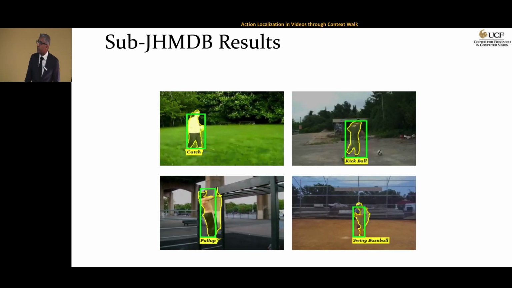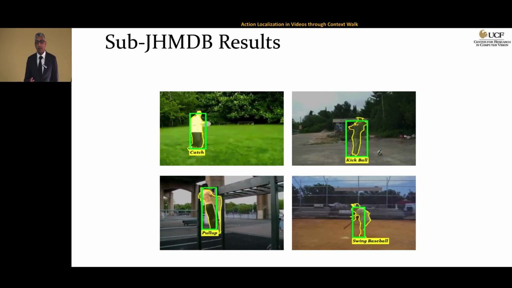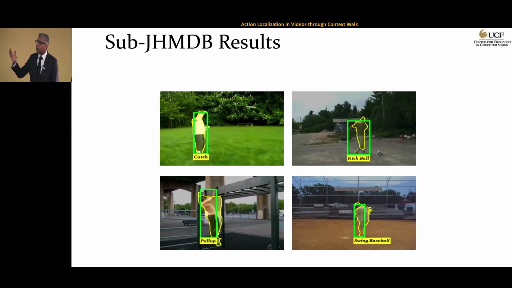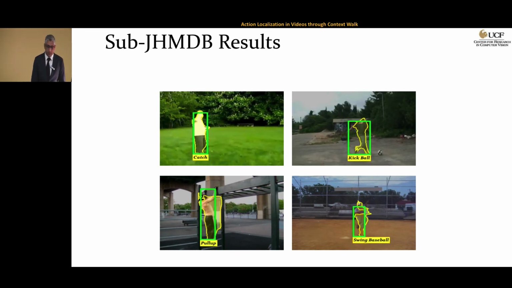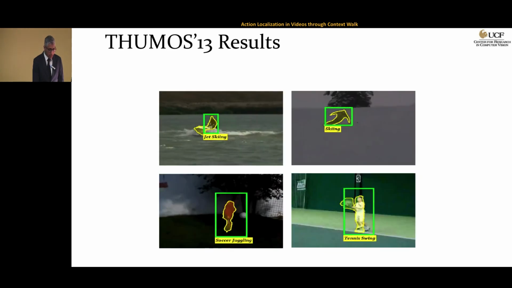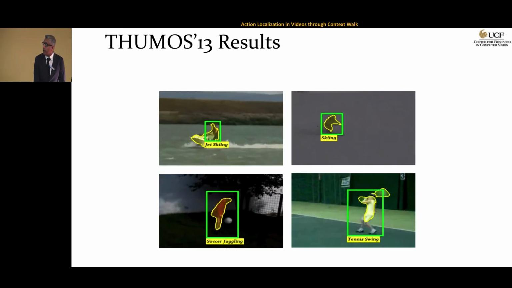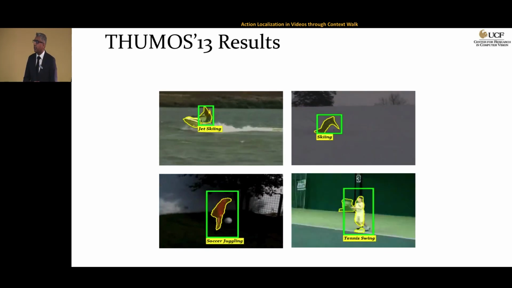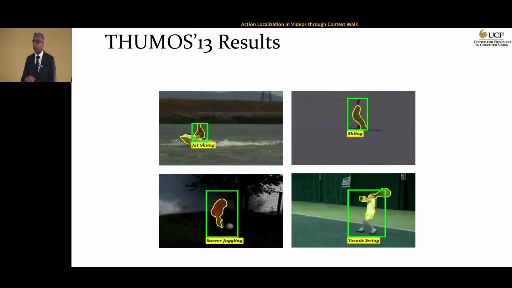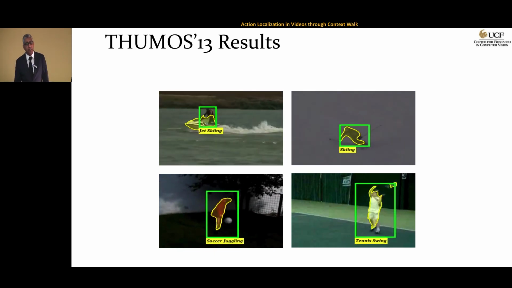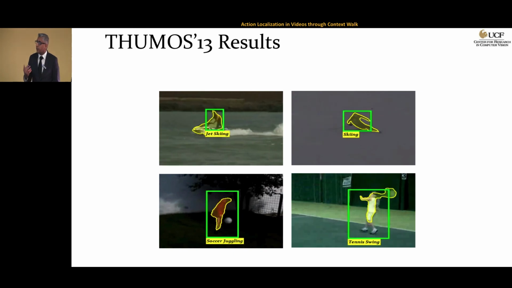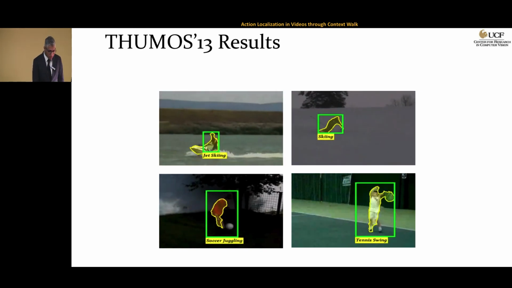Next, we show results on sub-JHMDB. This has 12 actions, and they are a variety of different actions. Some are sports actions, some are non-sports, you could say some from gym exercises and so on. Next, we show results on THUMOS 13. Again, the ground truth is the green bounding box, and the action detection is the yellow contour. This is by far one of the most challenging localization datasets, which has about 24 actions and about 3,000 videos. So we perform very well on this dataset.